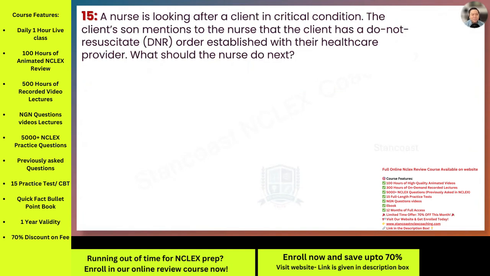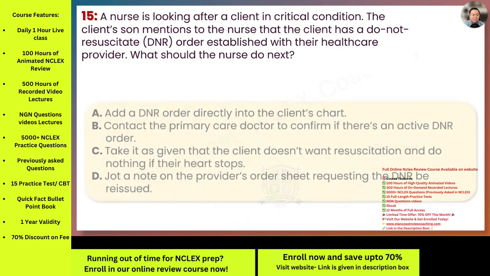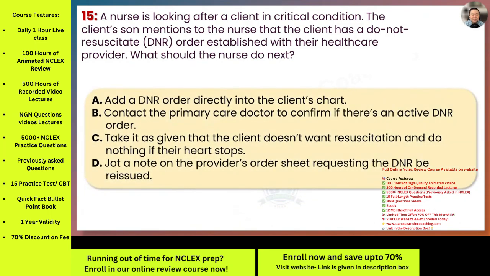15. A nurse is looking after a client in critical condition. The client's son mentions to the nurse that the client has a do not resuscitate order established with their healthcare provider. What should the nurse do next? Options: A, add a DNR order directly into the client's chart. B, contact the primary care doctor to confirm if there's an active DNR order. C, take it as given that the client doesn't want resuscitation and do nothing if their heart stops. D, jot a note on the provider's order sheet requesting the DNR be reissued.